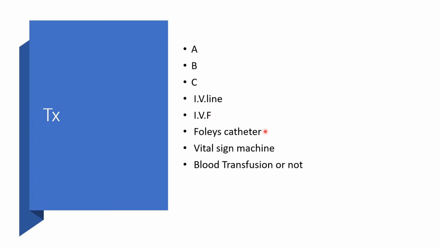Foley catheter, because to catheterize the bladder, we want to know fluid in and out. The vital signs machine should be hooked up because we want to know what's happening to the temperature, the pulse, that is heart rate, the blood pressure, then the respiratory rate, and of course we cannot measure pain for now.